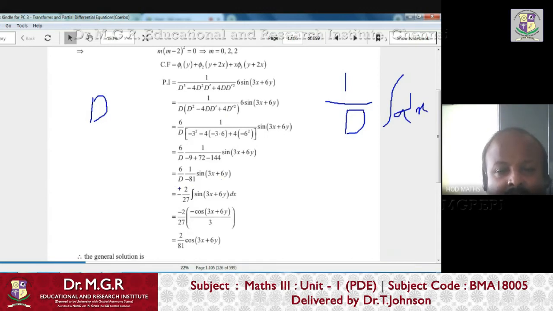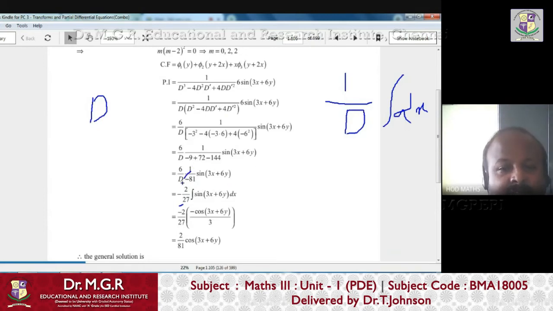So since the D is in the denominator, it is something like sine(3x plus 6y) divided by D. So 6 by 81 is a number, right? So that you can write minus 2 by 27. Then 1 by D means, if suppose the D is in the numerator, then you have to differentiate sine.